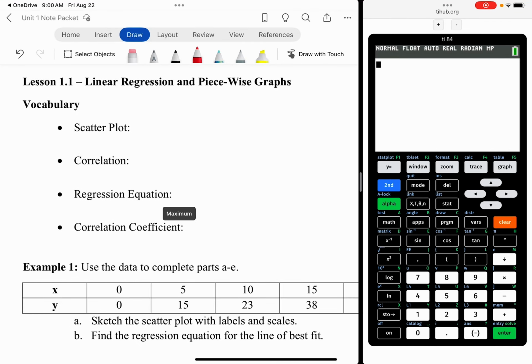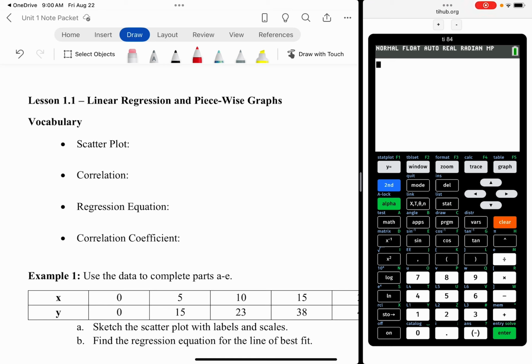Okay, this video is going to go over lesson 1.1. We are going to be covering linear regression and piecewise graphs.